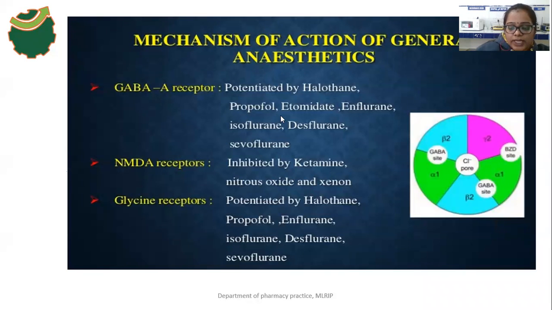Today I have covered the mechanism of general anesthetics, the classification of general anesthetics, the ideal properties of general anesthetics, and the stages of general anesthesia. These topics are covered in this session. In the next session, we will discuss the general characteristics of the individual drugs. Okay, thank you.